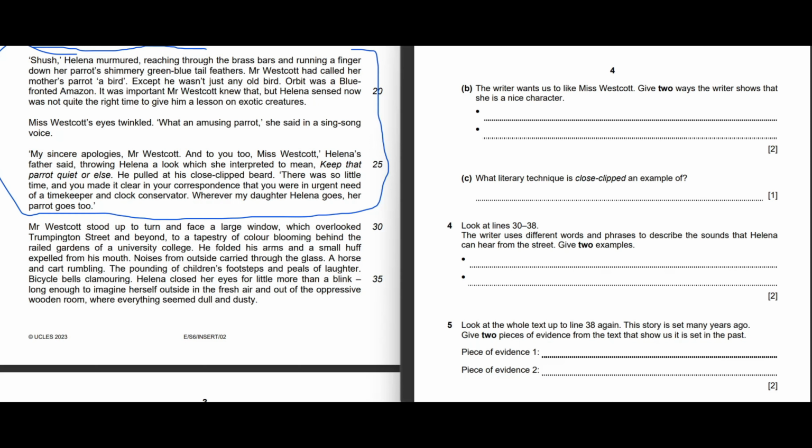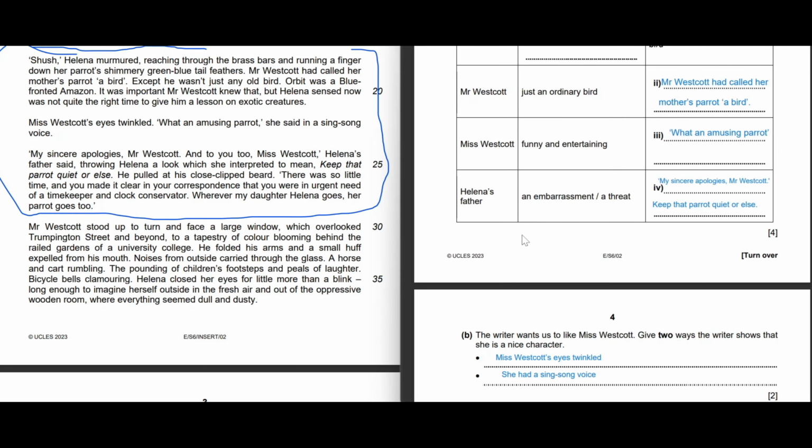Alright, let's reveal the answer, guys. So Miss Westcott's eyes twinkled. You can see twinkle here, and she had a sing-song voice.